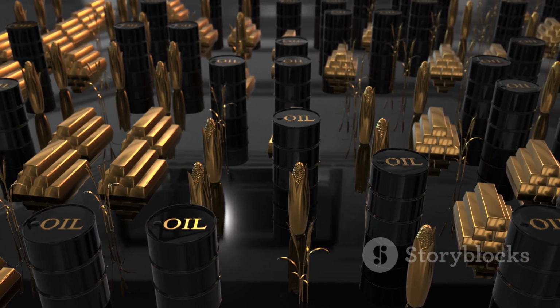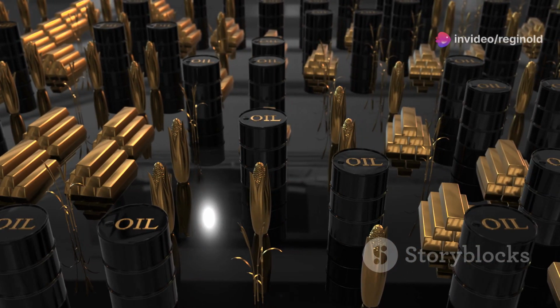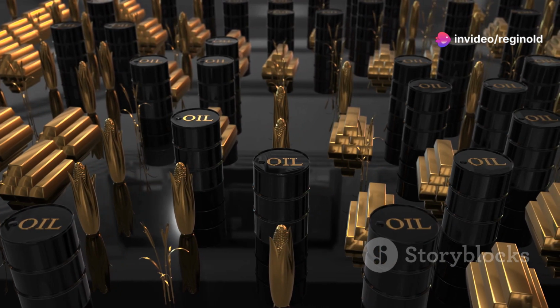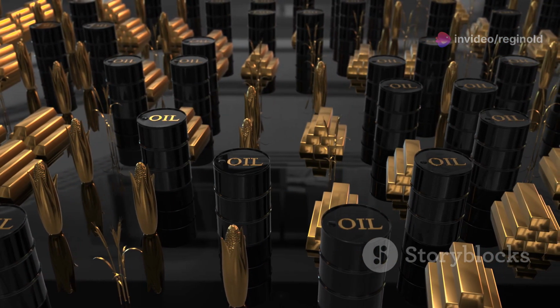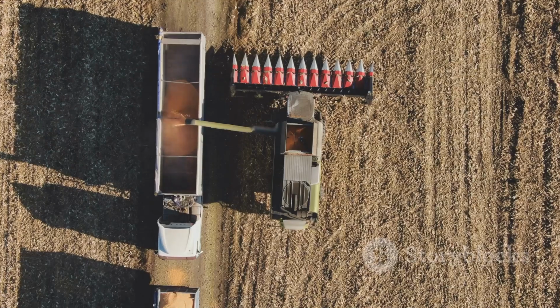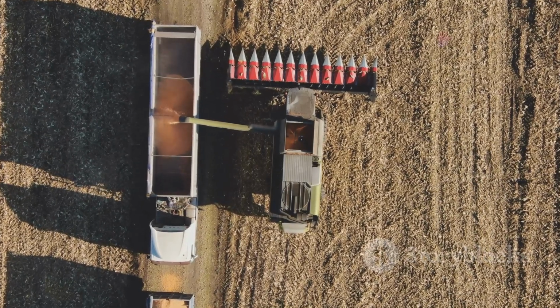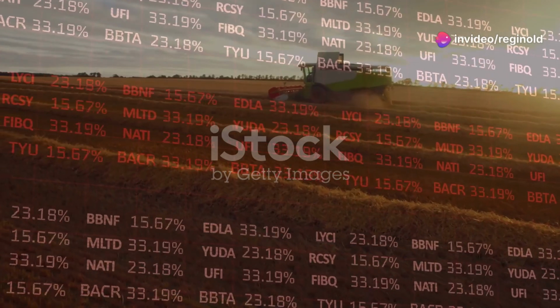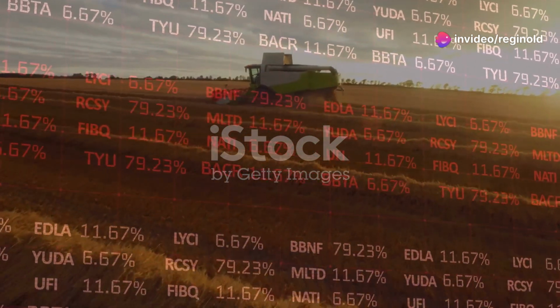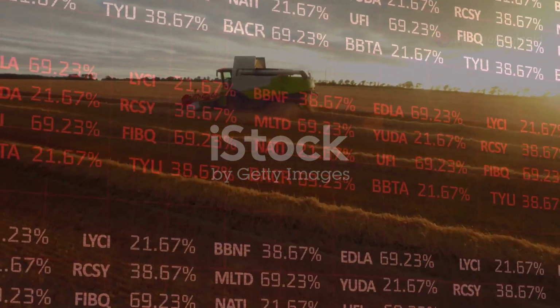Commodities, including raw materials such as oil, gold, and agricultural products, can also serve as a hedge against inflation, providing a tangible asset that often rises in value during inflationary periods. During periods of rising prices, commodity prices tend to increase as well, making them an attractive investment option for investors seeking to preserve purchasing power and diversify their portfolios.